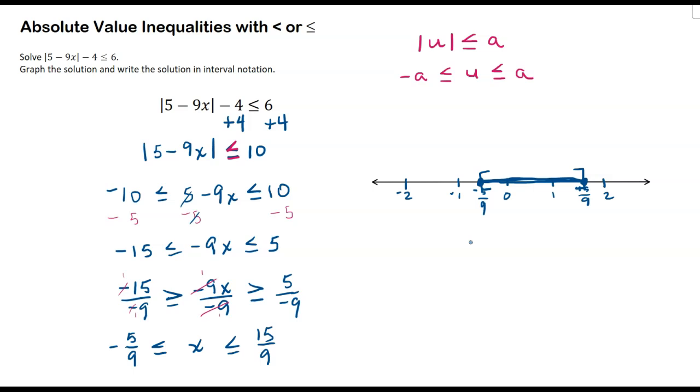Okay, and to write this in interval notation, let's go ahead and write negative 5/9, and we'll put a bracket, through 15/9 bracket, because both endpoints are included because of the or equal to, right?